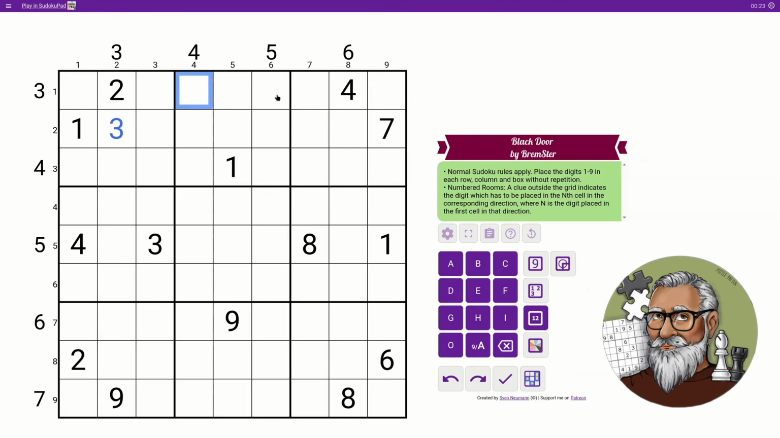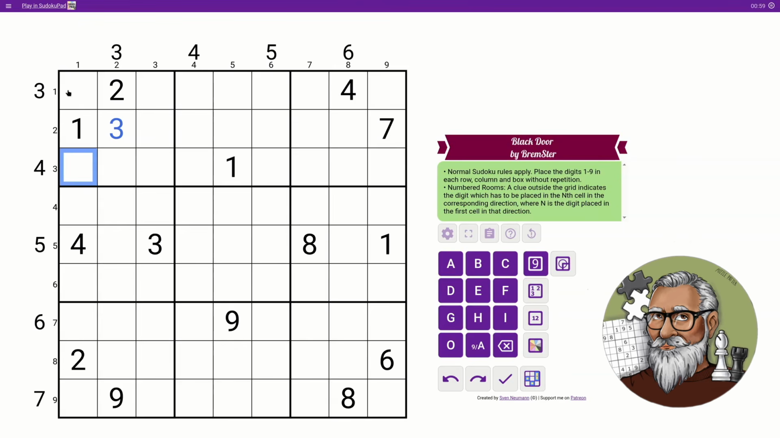Notice that we can't have 1 in front of a numbered room unless it's a 1 outside, right? Because if I could put a 1 here, then this would be saying 4 is in the first position, but the first position already has a 1 in it, and that's not possible. And we can't have the same digit here either. So I can't have 4 here, because it would be saying 4 is in the 4th position, but I've already used 4.